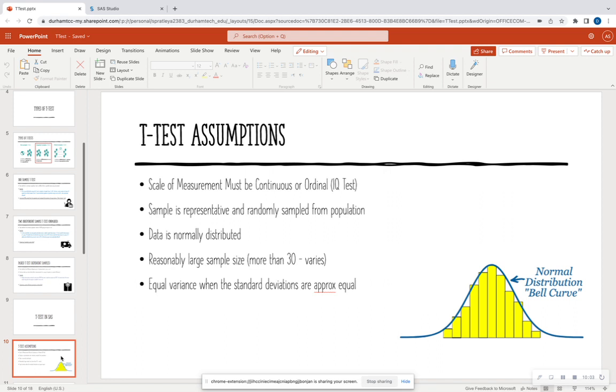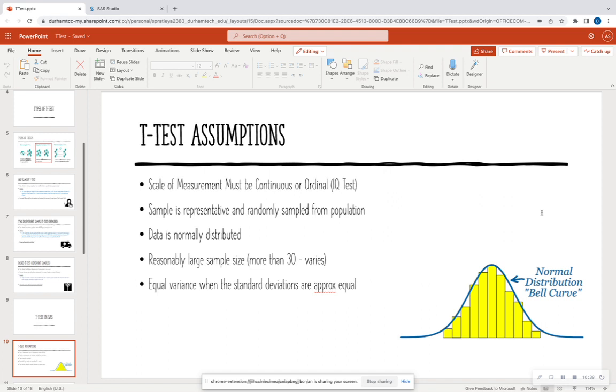The data itself is normally distributed, and we have a distribution here, and you can read more about this normal distribution. There's a reasonably large sample size. This cutoff varies across white papers. Some people say if you have more than 30, we're going to stick with 30, that's a reasonably large enough sample size for you to perform a t-test. The rationale behind this is as your sample size increases, your data looks more and more normal. And equal variance means the standard deviations are approximately equal.